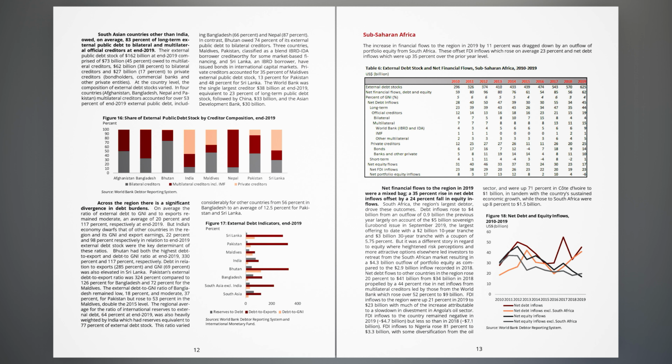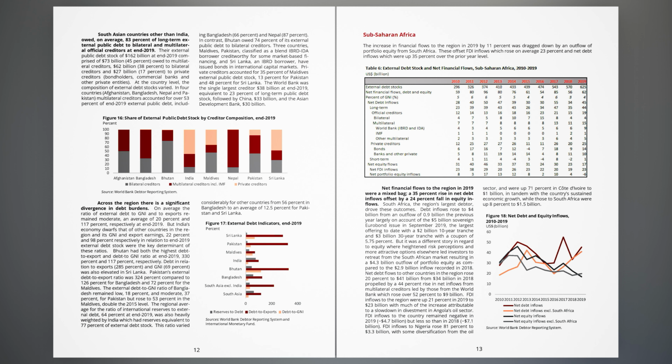FDI inflows to the country remained negative in 2019, minus $4.7 billion, but less so than in 2018, minus $7.1 billion. FDI inflows to Nigeria rose 81% to $3.3 billion, with some diversification from the oil sector, and were up 71% in Côte d'Ivoire to $1 billion, in tandem with the country's sustained economic growth, while those to South Africa were up 8% to $1.5 billion. Figure 18. Net debt and equity inflows, 2010 to 2019.